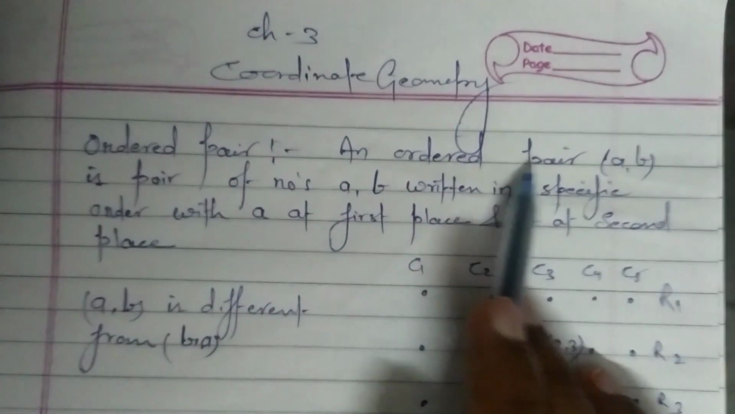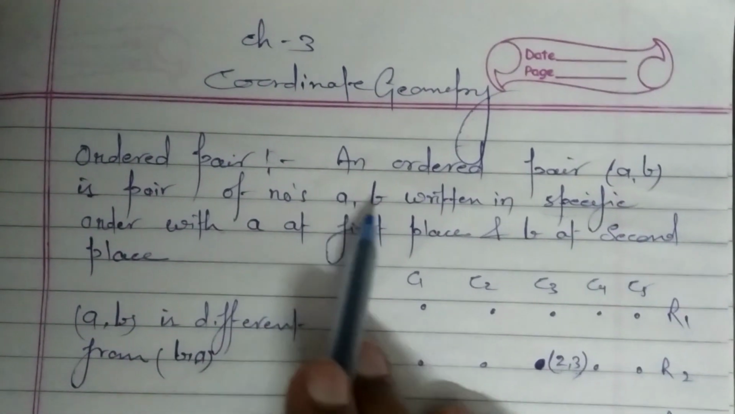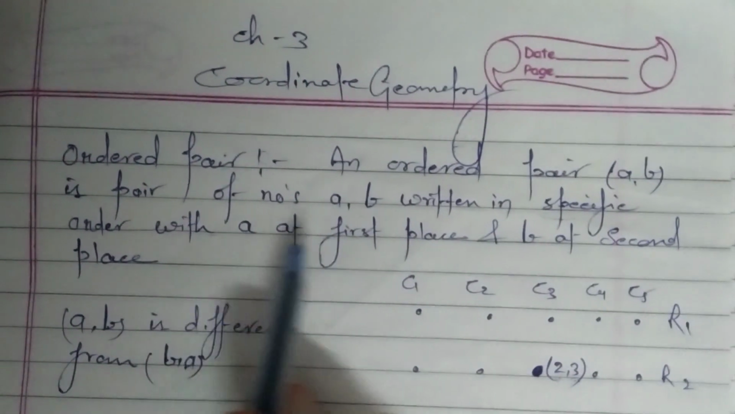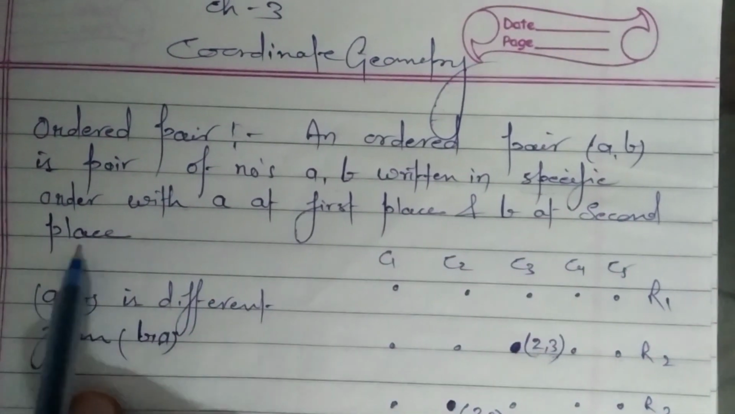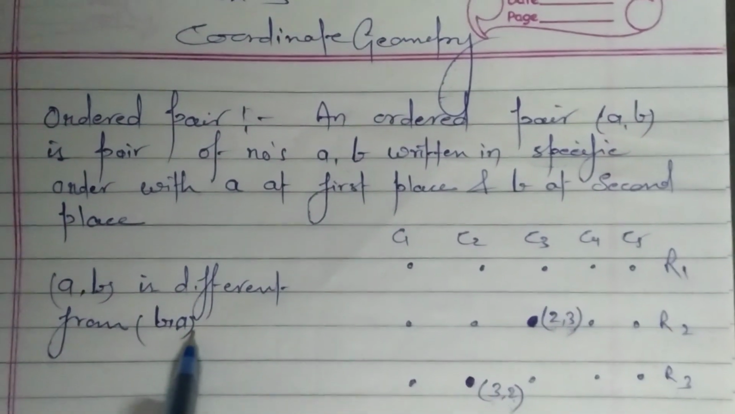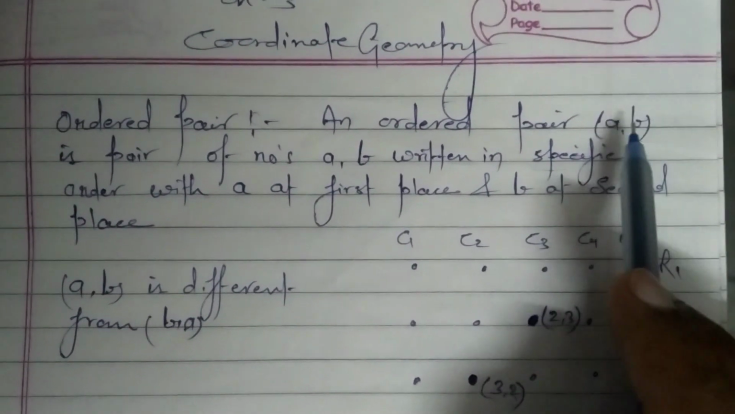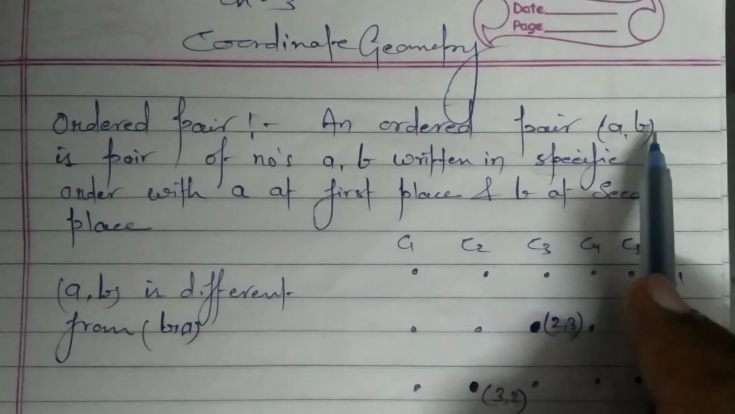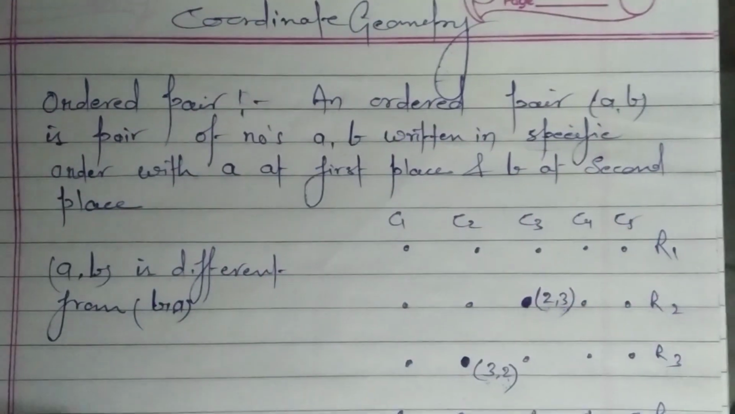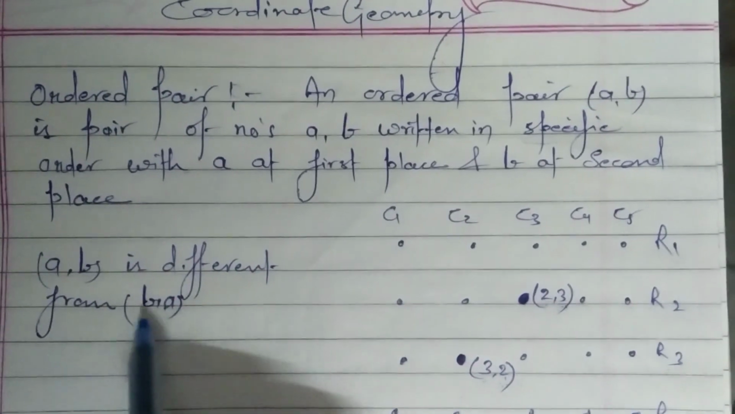An ordered pair (a, b) is the pair of numbers a, b written in a specific order, with a at the first place and b at the second place. (a, b) is different from (b, a). This (a, b) is called the ordered pair, and here a should be on the first position and b on the second position. You cannot change its order. If you change the order, that ordered pair means (b, a).